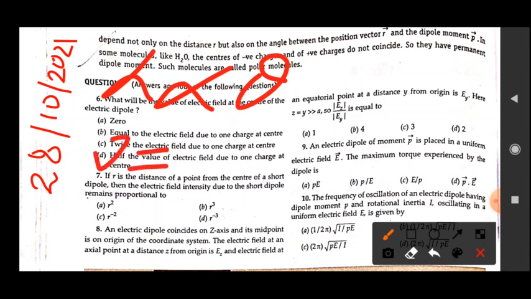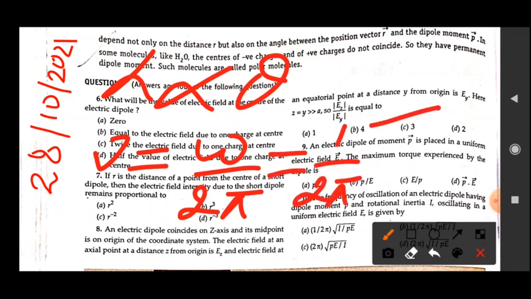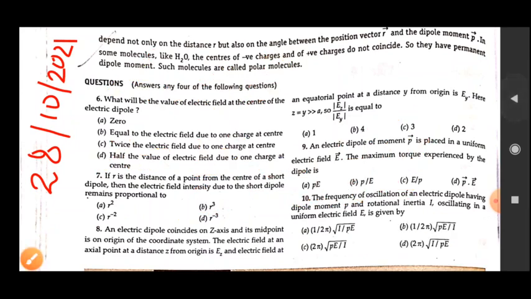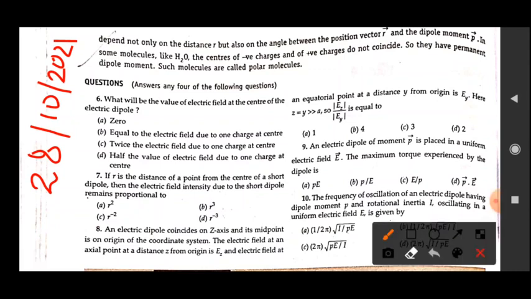As you know, the value of frequency is given by omega upon 2 pi, and now you can compare the equation alpha is equal to omega square theta. If you compare these, you can obtain nu is equal to 1 upon 2 pi root of pE by I. So this is the value of frequency at which the system will oscillate. So our answer here will be correct. The second option will be correct here.